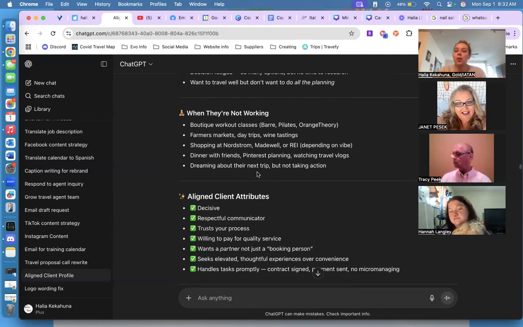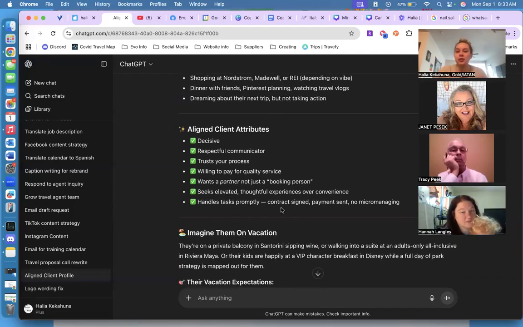When they're not working, what are they doing? Boutique workout classes. Now these are different places that I can go to start marketing, even if it's just going there and starting conversations with people at these workout classes, farmers markets, shopping centers, all these different things. There's so much that I can use with just this information to find that client in person.